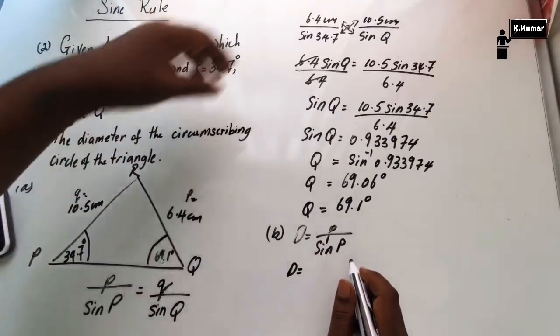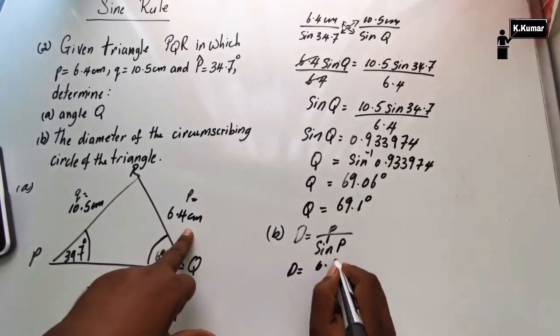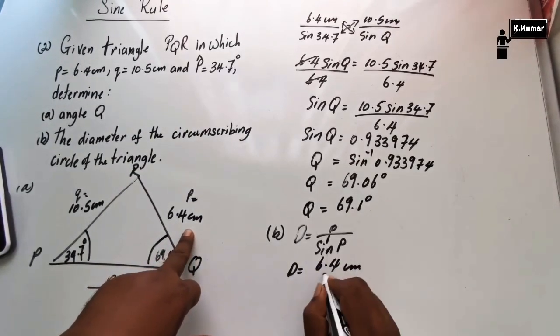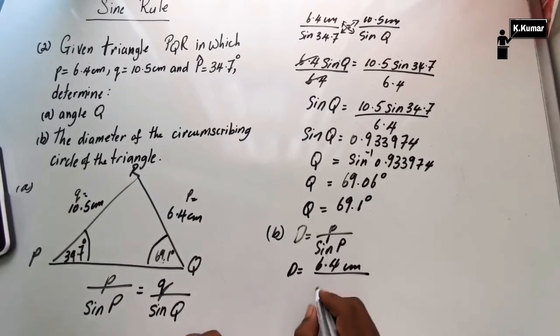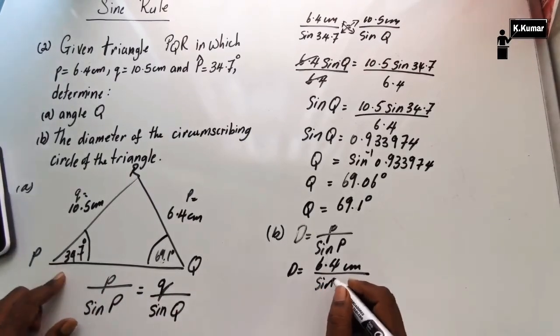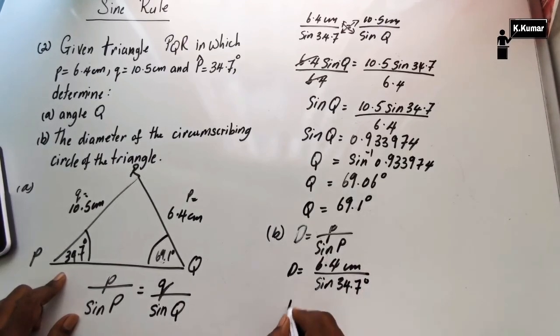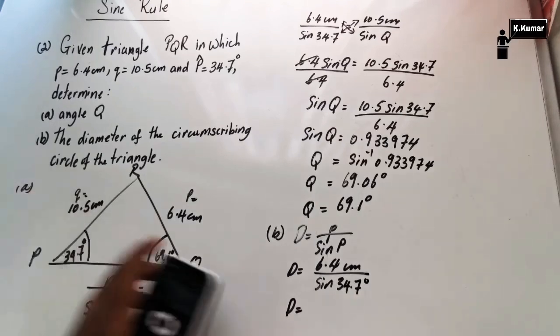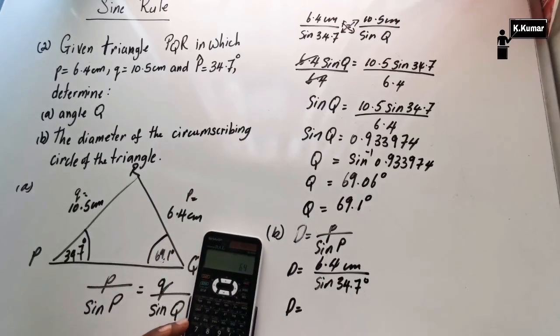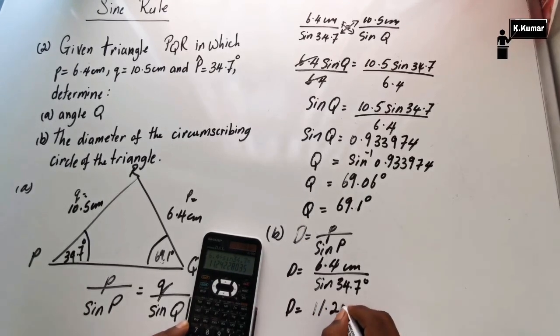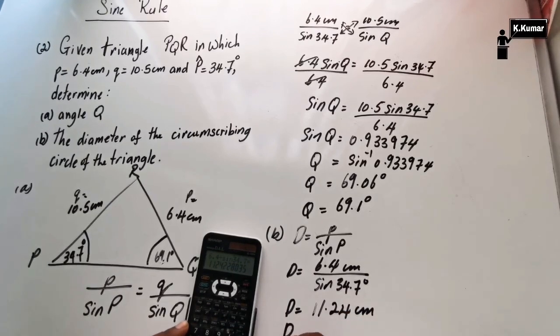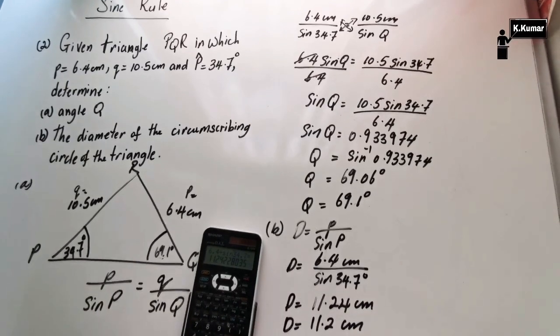The diameter is equal to P, which is 6.4 cm divided by sine of the angle at P, which is 34.7 degrees. The diameter is equal to 6.4 divided by sine of 34.7, and that's going to give me 11.24 cm. The diameter is equal to 11.2 cm to 1 decimal place.